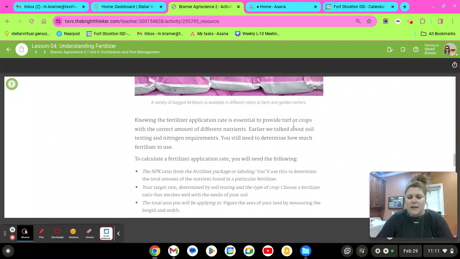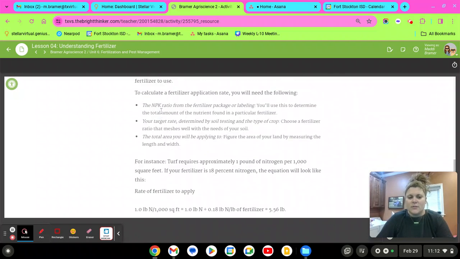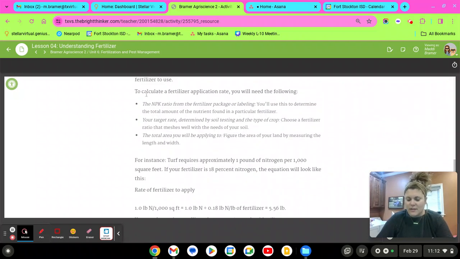So fertilizer application rate, knowing that is essential to providing turf or crops the correct amount of nutrients. So you need to know how much fertilizer to use, right? You don't want to waste fertilizer and waste a bunch of money, and put extra chemicals in there, or not use enough and it not make a difference. So there's a ratio and a conversion that you use to calculate the fertilizer application rate.